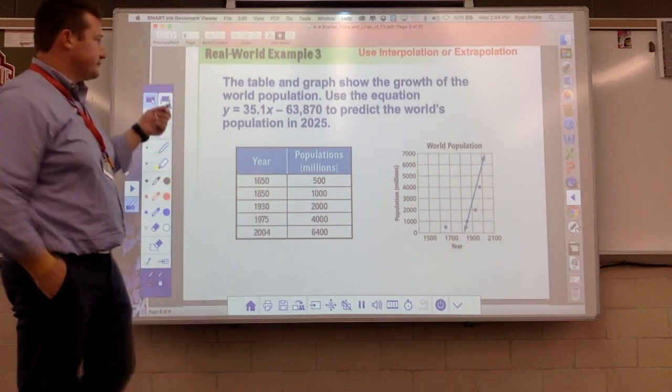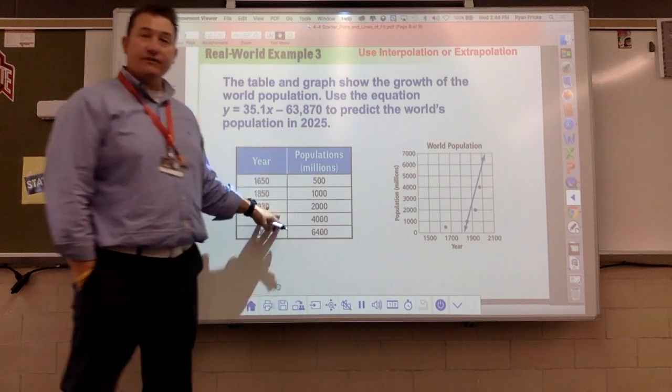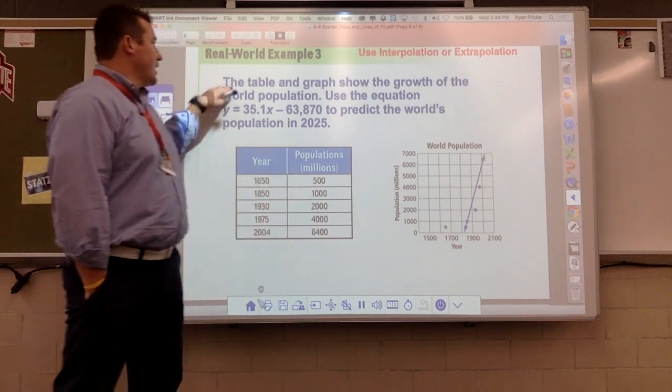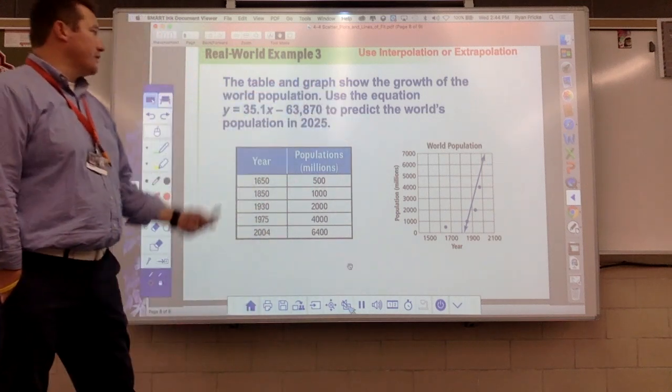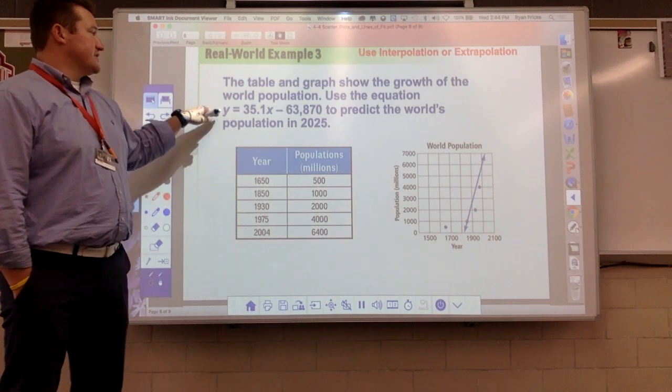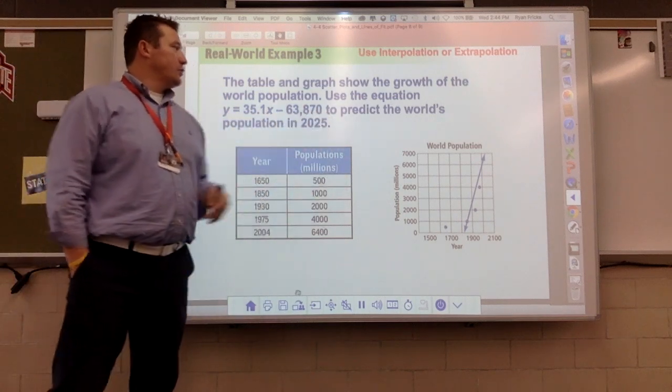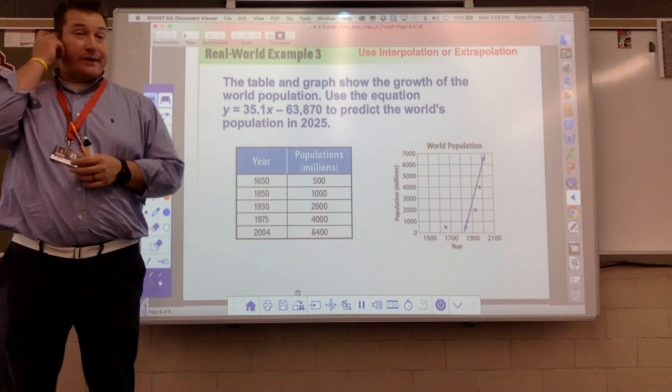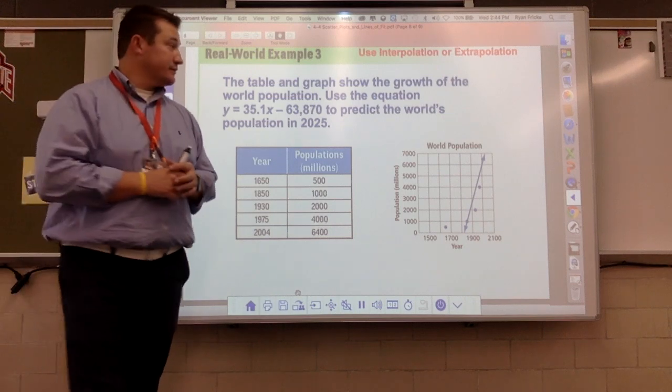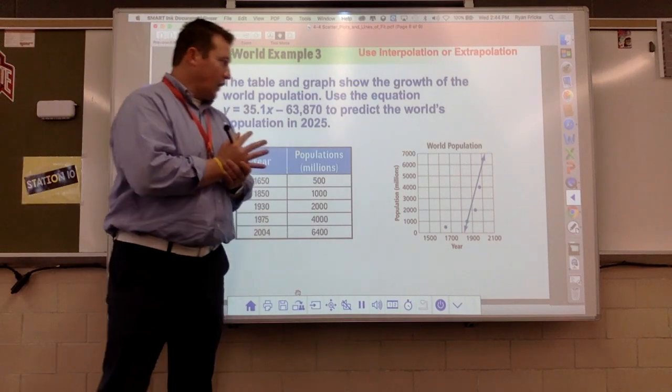Hey, this is our question from earlier. Sweet. The table and graph show the growth of the world population. Use this equation to predict the world's population in 2025. That's coming up here in just a couple years.